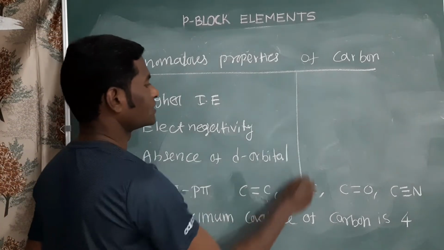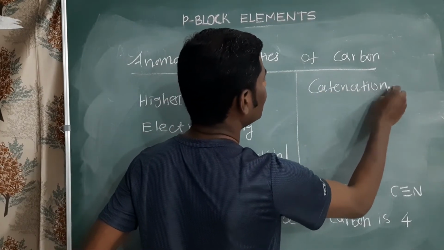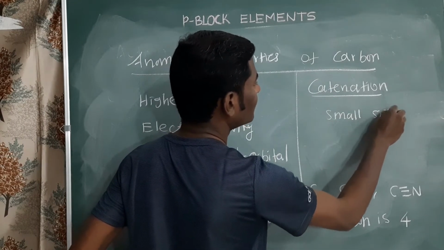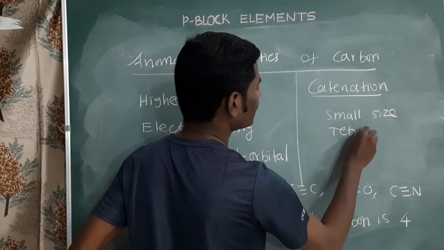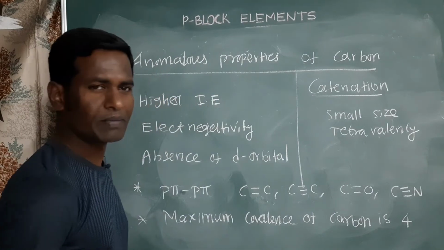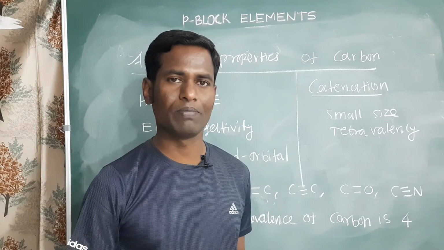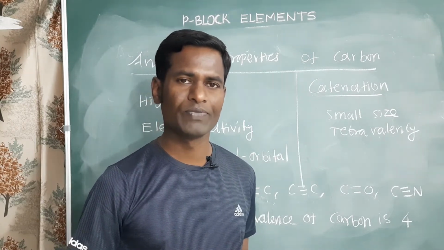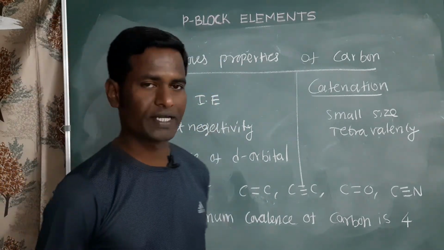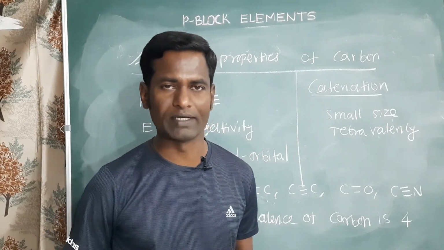Next is catenation. Carbon is the most catenating element on planet Earth due to small size and tetravalency. Because of small size and tetravalency, carbon readily combines with hydrogen, oxygen, nitrogen, sulfur, chlorine, bromine, iodine to produce millions and millions of compounds. This property is called catenation. That is why carbon is called the most versatile element.